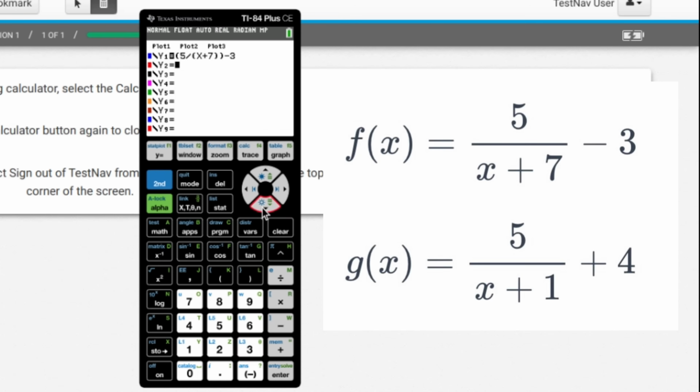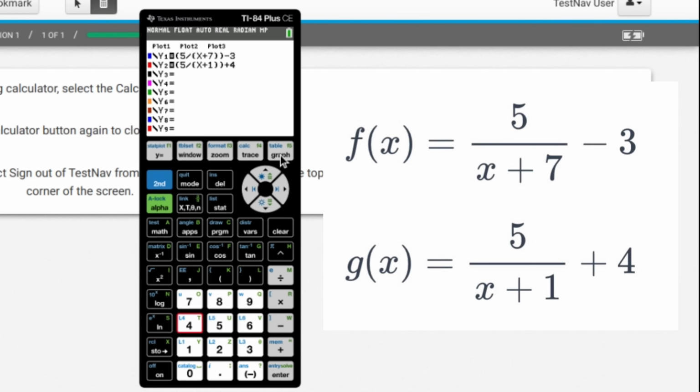Now I'm going to type out g of x, which is 5 over x plus 1 plus 4. So I'm going to parentheses. Since 5 is the only thing in the numerator, I don't need the parentheses for that, divided by x plus 1. So x plus 1, close it, and then plus 4, now that my fraction is done.